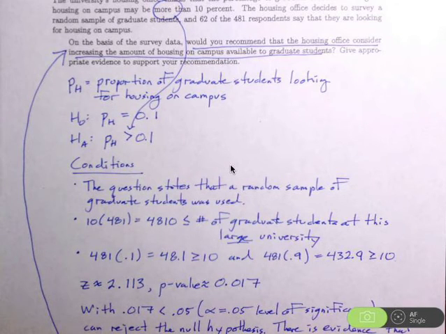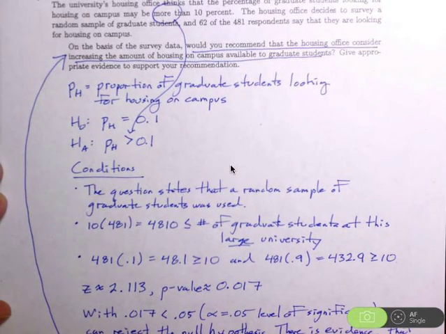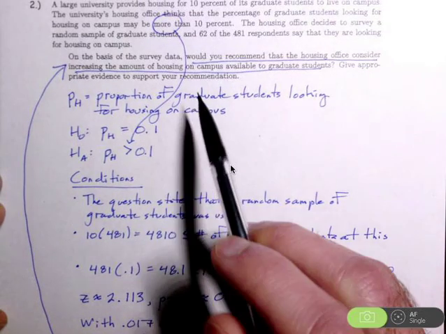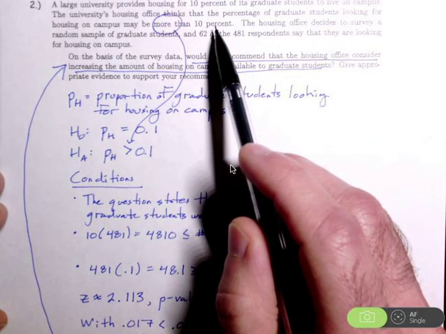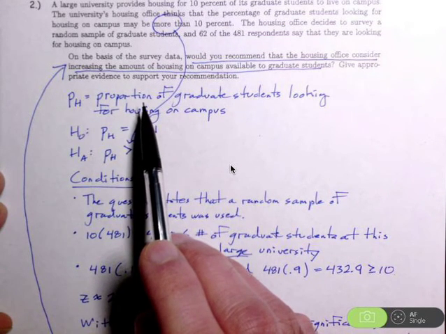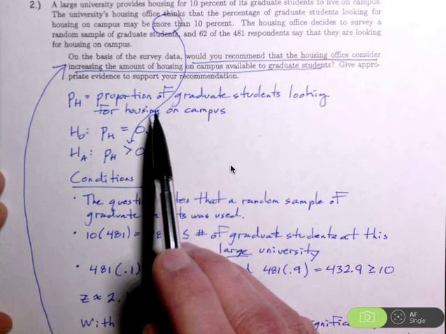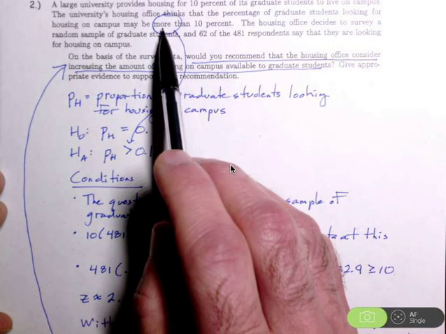This question is a hypothesis test or a significance test about proportions. And I know that it's about proportions because the question, although it doesn't say proportion, is working with percentages. So the proportion that we care about is the proportion of graduate students that are looking for housing on campus. And this is the important phrase here.